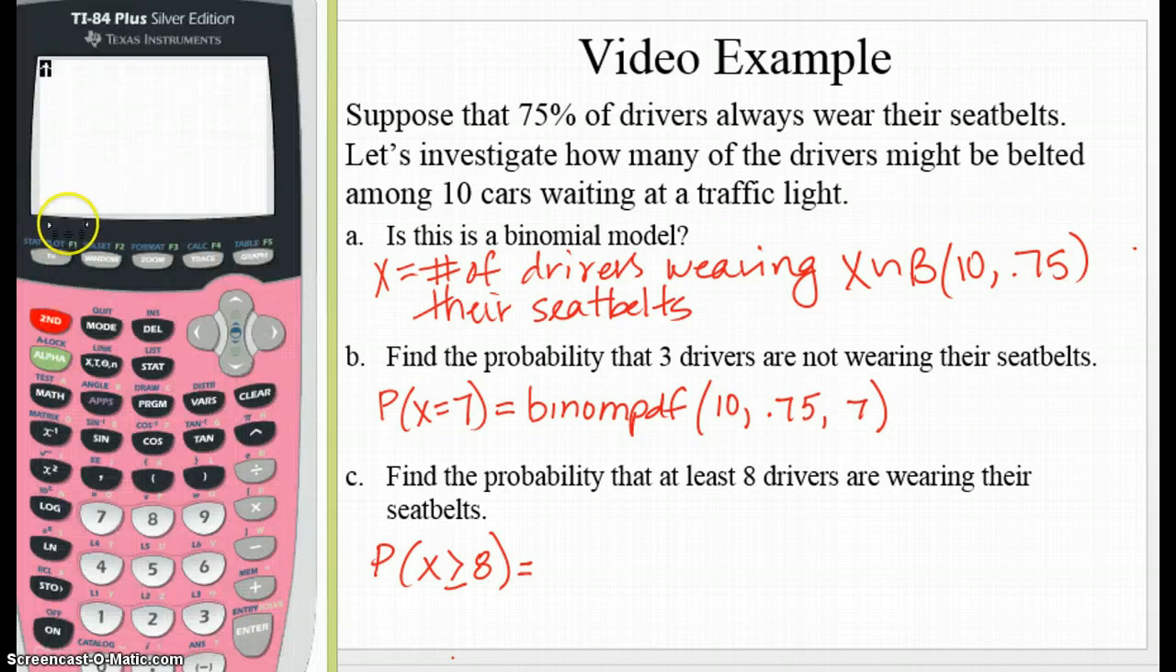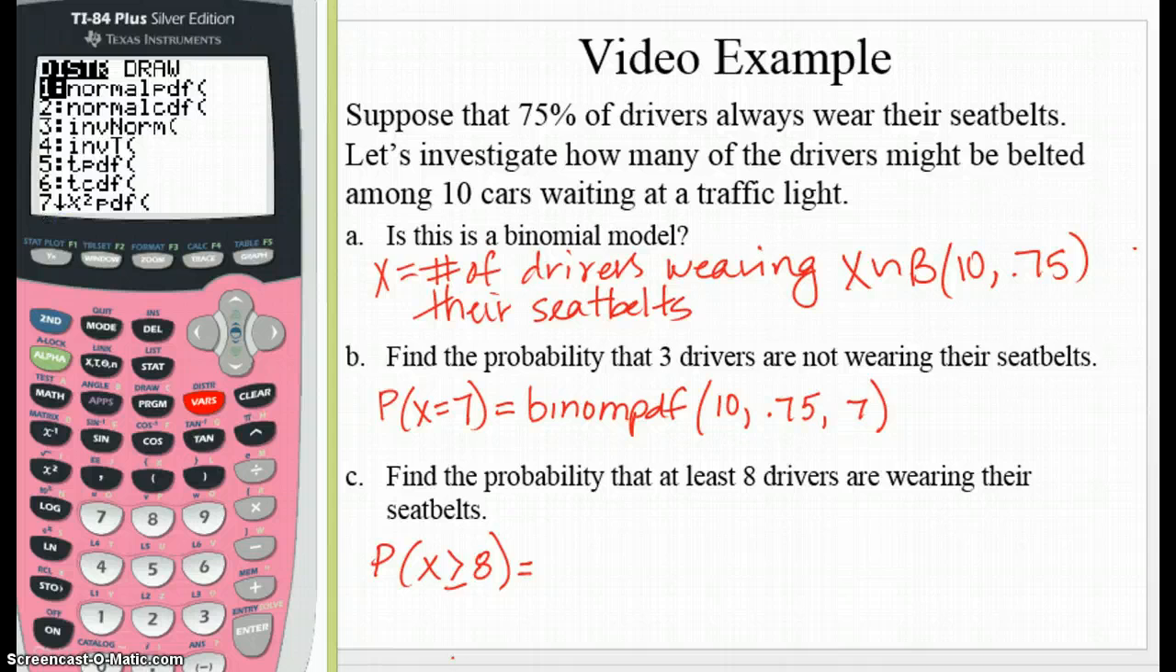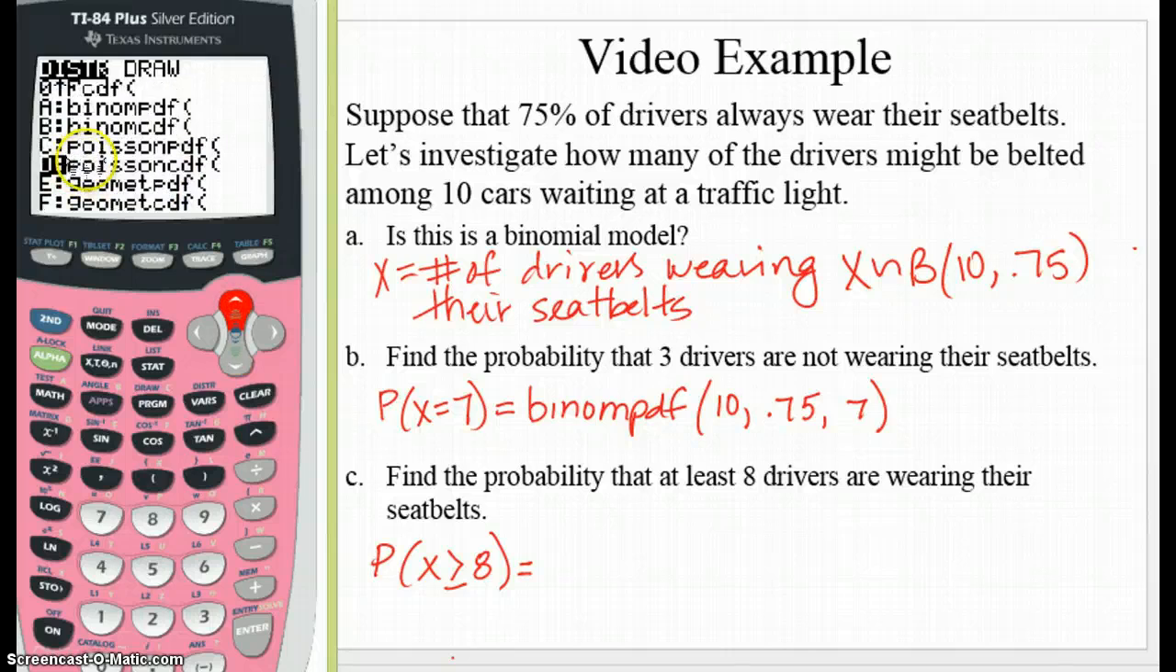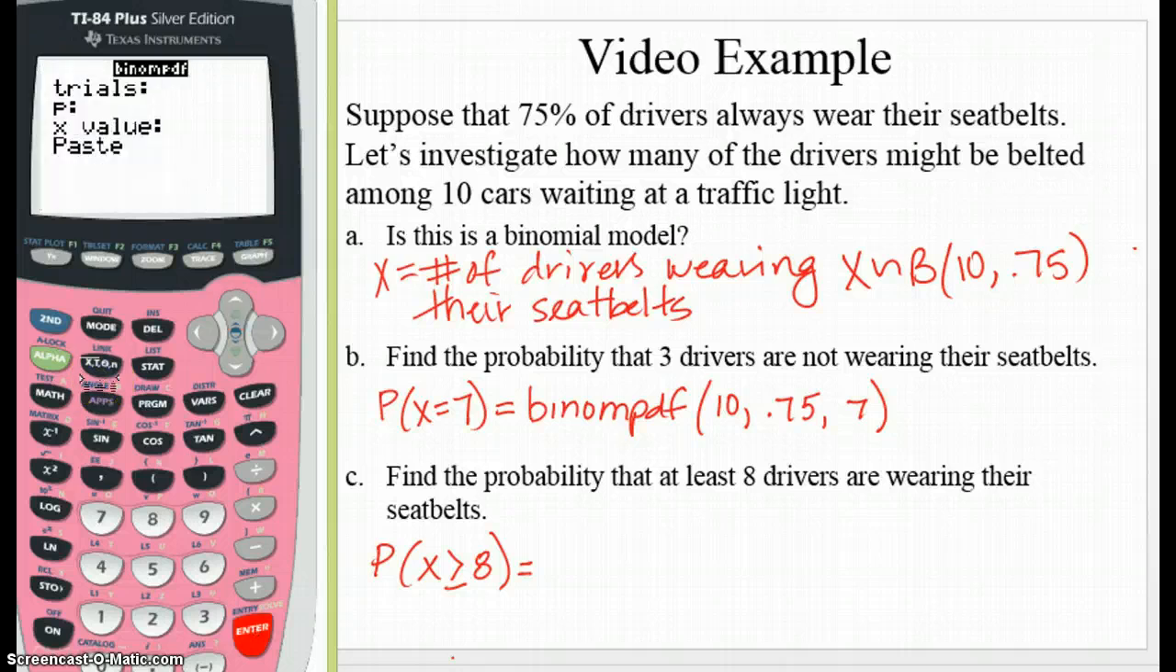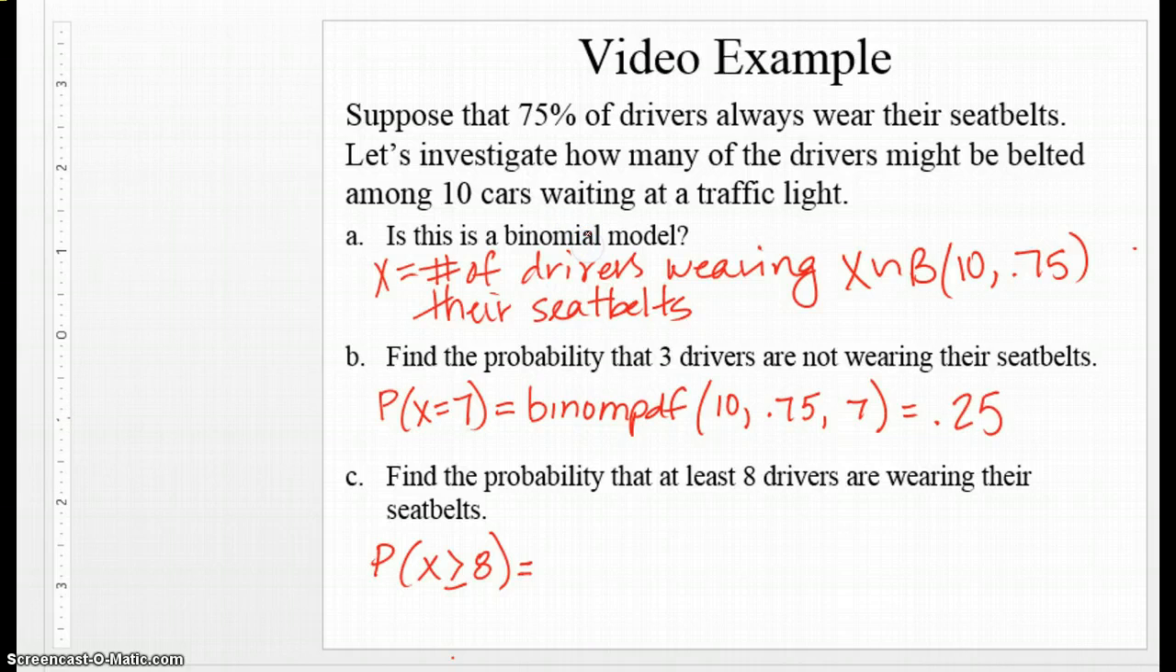Binomial is under distributions, just like where normal is. Go all the way down to binomial PDF. Remember, PDF is just a single individual outcome that we're looking for. Now mine comes up as number of trials, which is 10, p is 0.75, and x value is 7. If yours does not look like that, it will just look like what is now on my screen, which says binomialpdf, and you type in 10, comma, 0.75, comma, 7. Either way, you get 0.25, which is hopefully what we got in the last video.